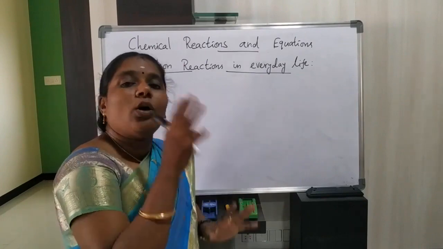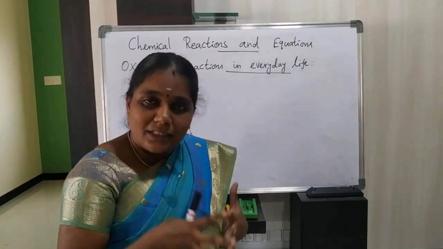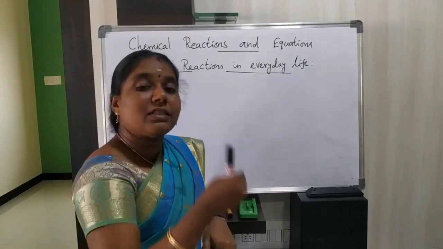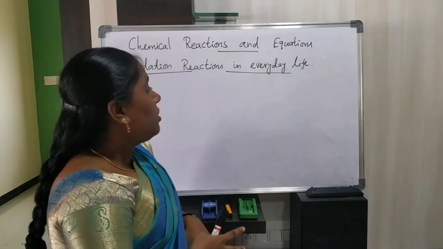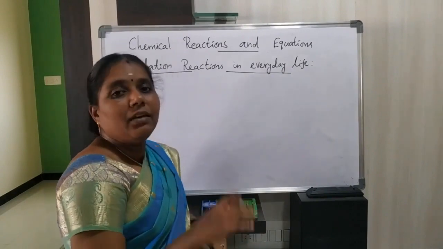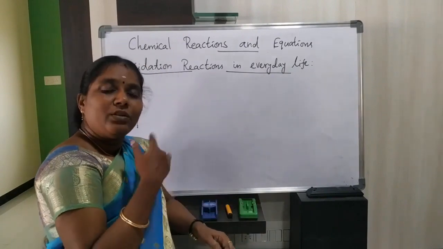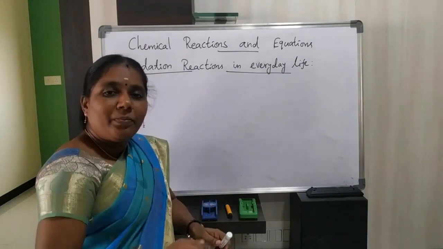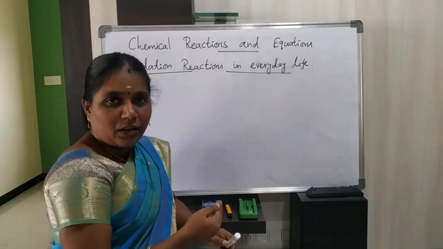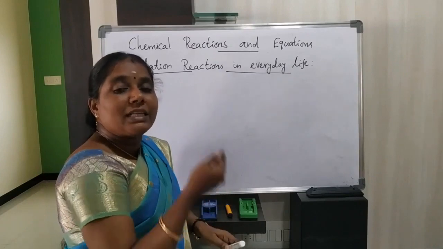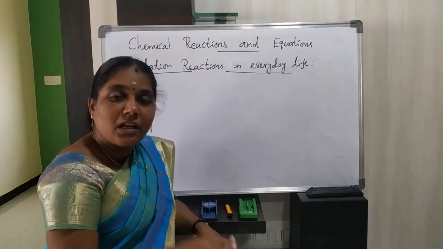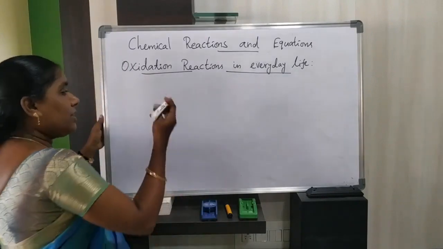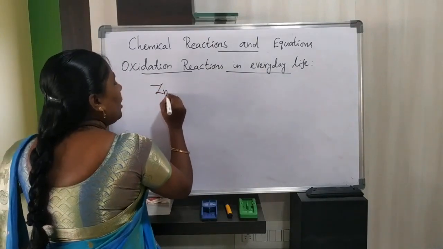When both oxidation as well as reduction take place simultaneously in a chemical reaction, it is called a redox reaction. Most of the reactions carried out are redox reactions, because wherever oxidation occurs, automatically the reduction also occurs. So we have also discussed the oxidizing agent and the reducing agent.